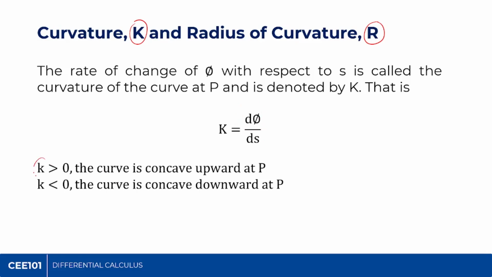So if your curvature k is a positive value or greater than 0, then you can say that our curve is concave upward at a very specific point P. Now, when k or curvature is less than 0, then you can say that our curve is expected to be concave downward at that very specific point. Okay? So that is how you determine whether the curve is concave upward or concave downward.